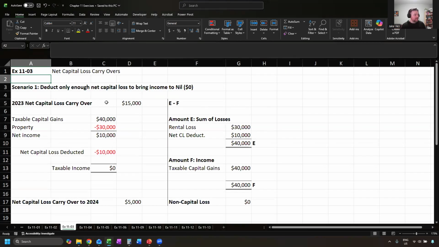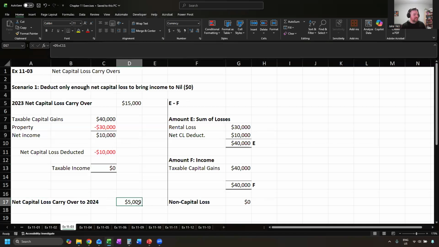We have a net capital loss of $15,000. So what if we only deduct enough capital loss to get the income to 0? Taxable capital gains was 40. Our property loss was 30,000. So our net income is only $10,000. So of our 15,000 net capital loss carryover, we can use 10 of it. Taxable income gets to 0.